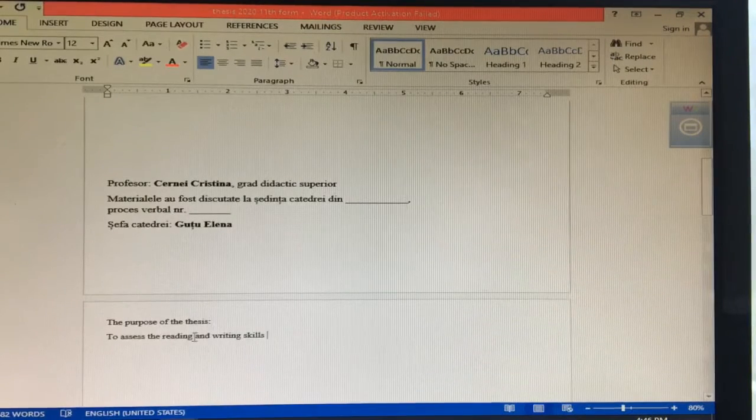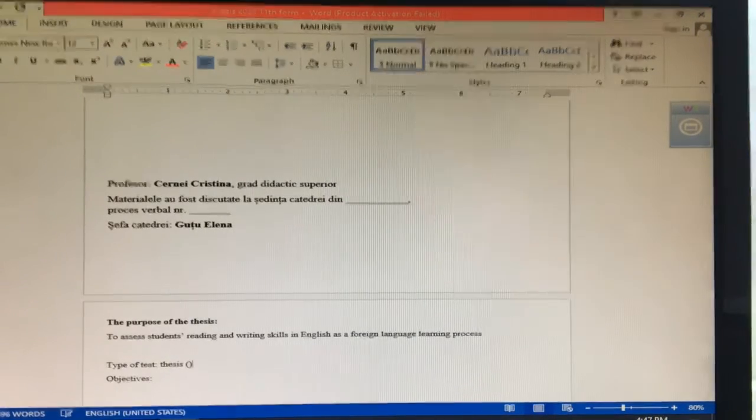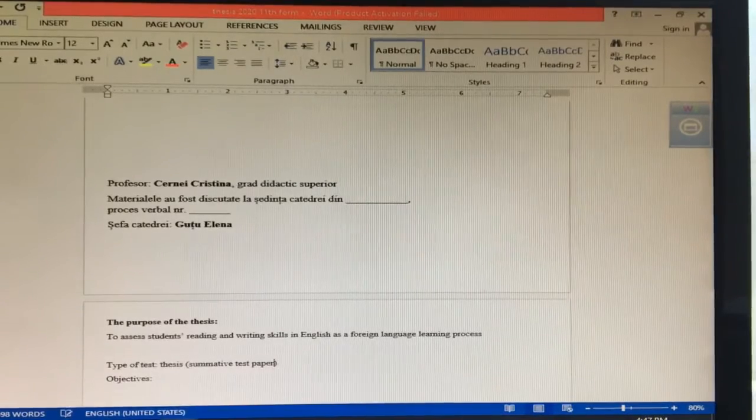You can say to assess students' reading and writing skills in English as a foreign language, in the English as a foreign language learning process. So next would be the objectives. The type of test is going to be a thesis or a summative test paper, because it is a more complex one.